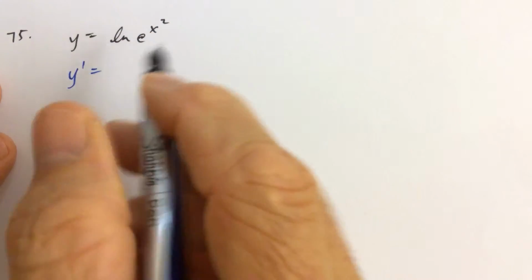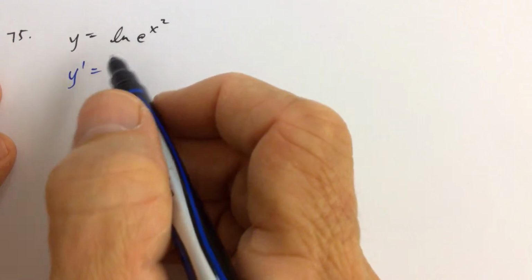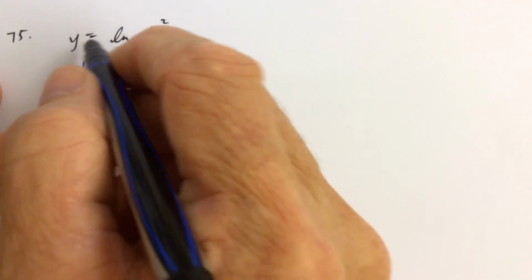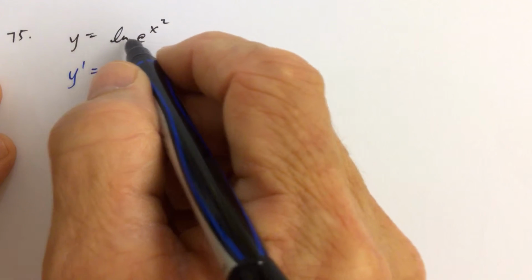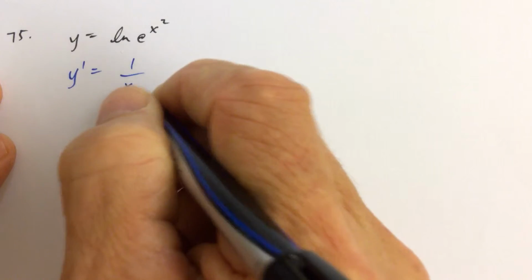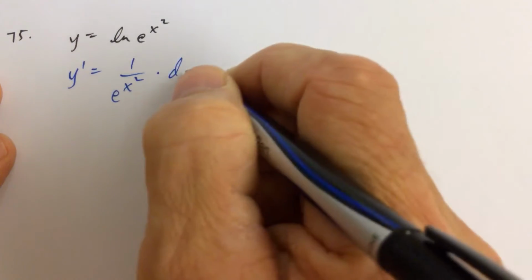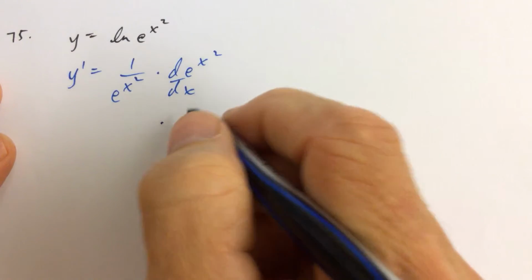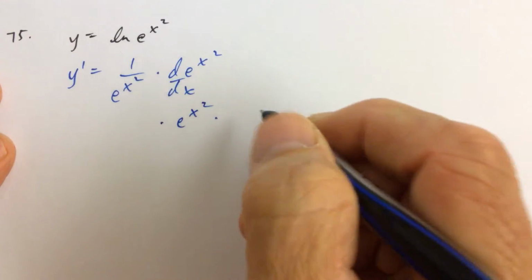So if y is ln of x, then y prime is 1 over x. But if y equals ln of e to the x squared, then y prime is still 1 over e to the x squared, but we have to multiply by the derivative of e to the x squared. Well, the derivative of e to the x squared is e to the x squared times the derivative of x squared.